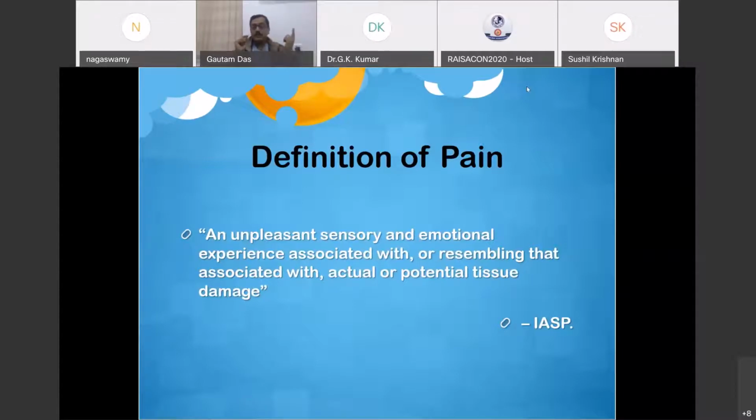What is potential tissue damage? Potential tissue damage means the disease might be in the incubation period. The pathological process has started, but not yet fully expressed. So that is your potential tissue damage. So it can be because of actual or potential tissue damage, or it might resemble actual tissue damage, but in reality there might not be any tissue damage.